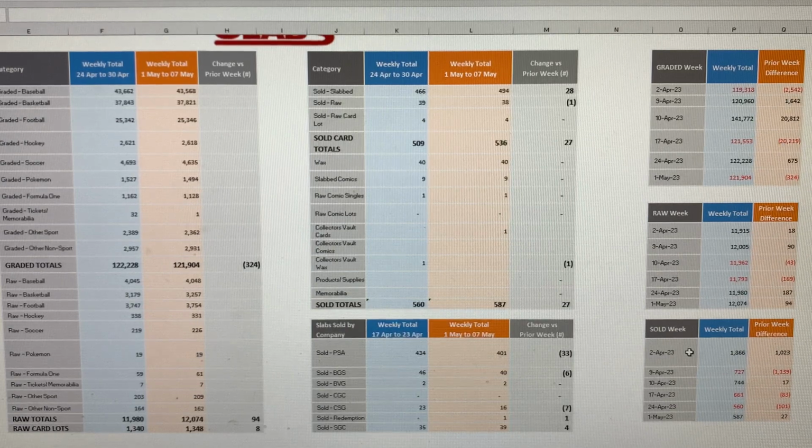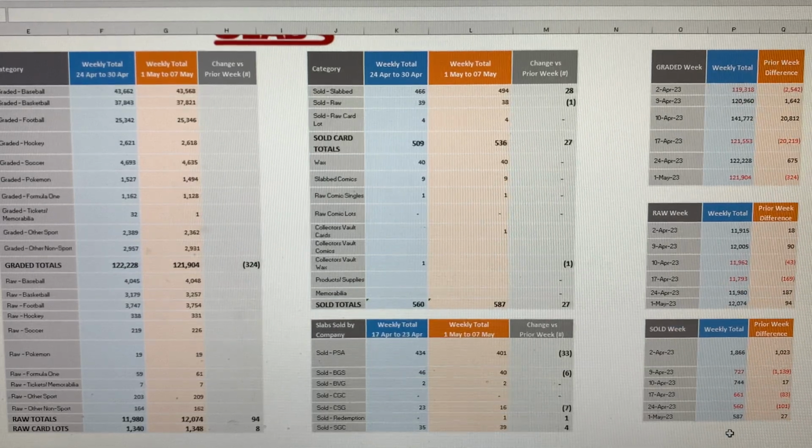And for the different slabs that were sold this week on MySlabs: 401 were PSA, 40 BGS, 2 BVG, 0 CGC, 16 CSG, 1 redemption, and 39 SGC cards. So that brings us to the end of our pop report update for the week.